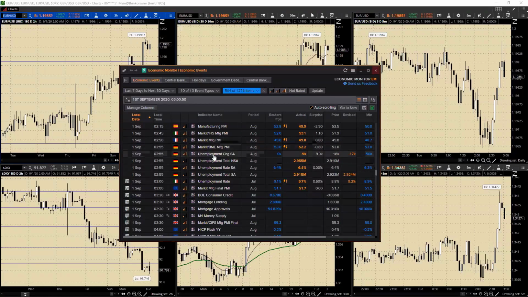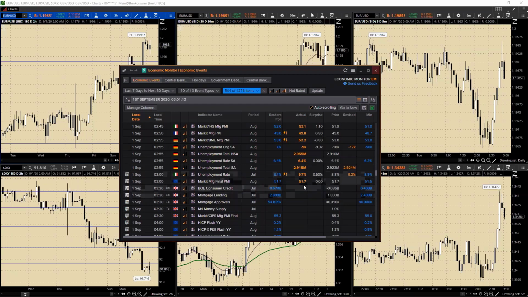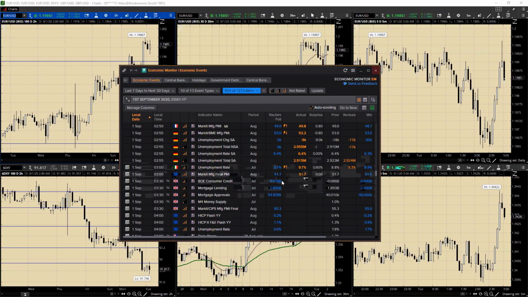And then right before the hour that we just came into, we got German manufacturing PMI come in just a tad weaker, and German unemployment coming in at minus 9,000. And then, of course, right now, Italian unemployment at 9.7%. We also just got the Eurozone manufacturing final PMI, which came in right in line at 51.7.